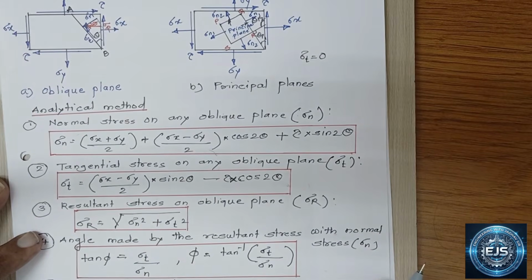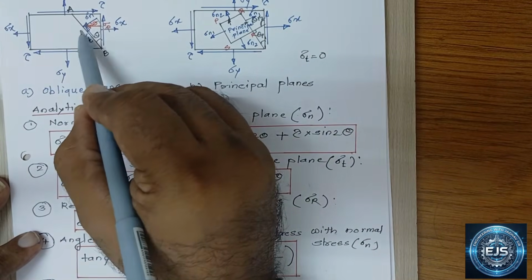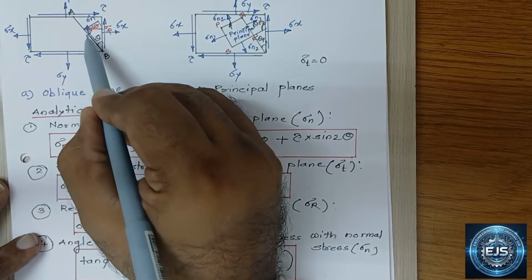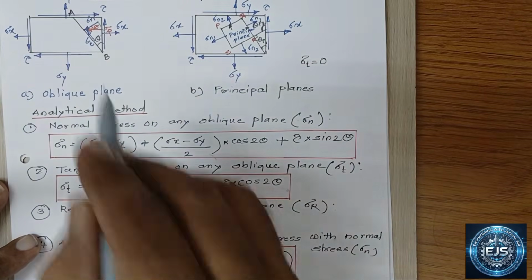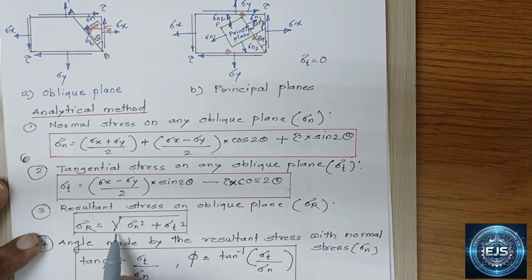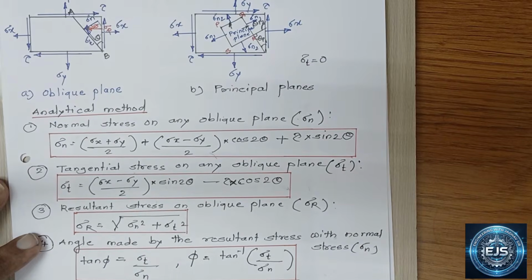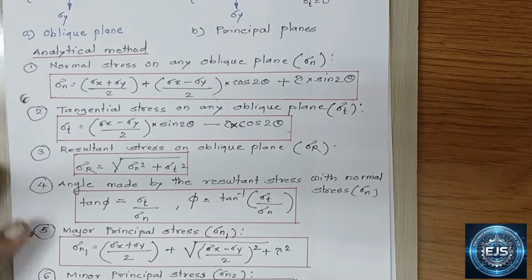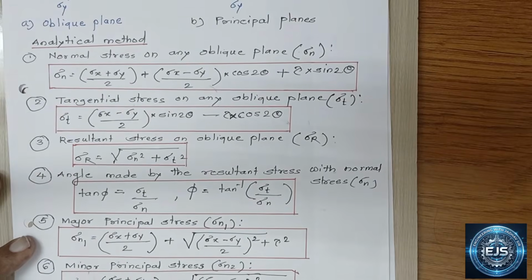Now, the resultant of these two stresses. The first stress is sigma n, that is the normal stress, and the other is the tangential stress, which is along the oblique plane. The resultant of these two is called the resultant stress, sigma r. So sigma r is calculated by this formula: sigma r is equal to root of sigma n square plus sigma t square. So by using this formula, we can find out the resultant stress on an oblique plane.